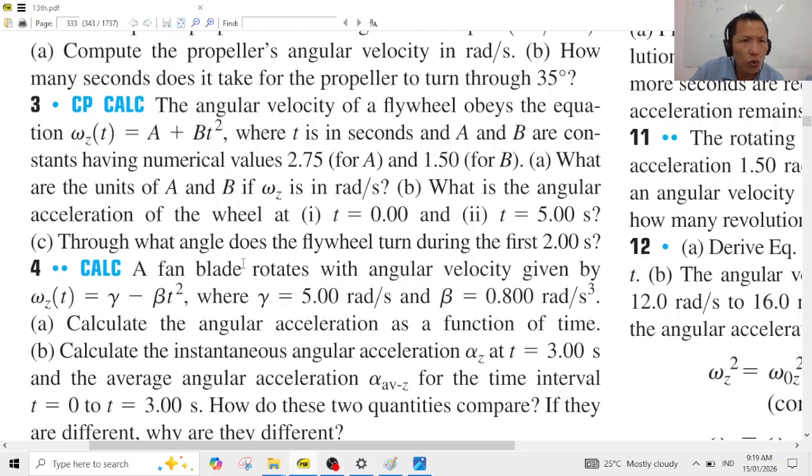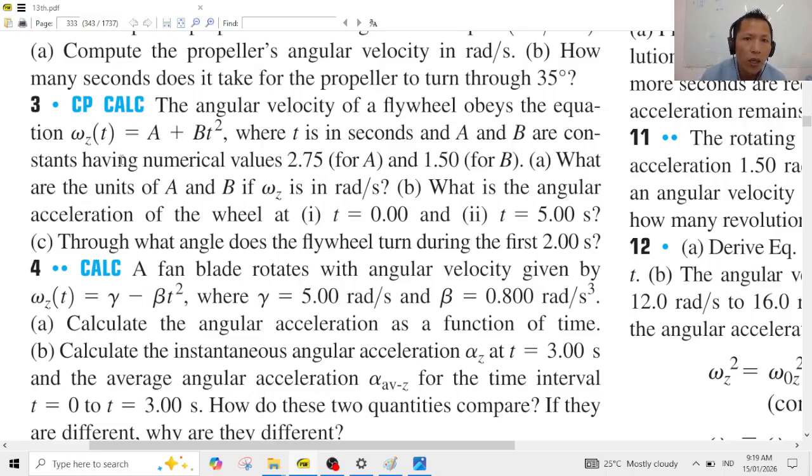So we proceed to this problem here. The angular velocity of a flywheel obeys the equation omega z of t equals A plus B t squared, where t is in seconds and A and B are constants having numerical values 2.75 and 1.50. What are the units of A and B if omega z is in radians per second?